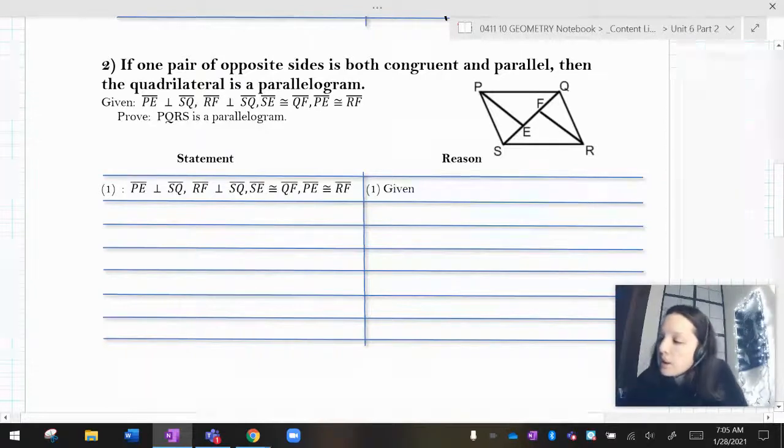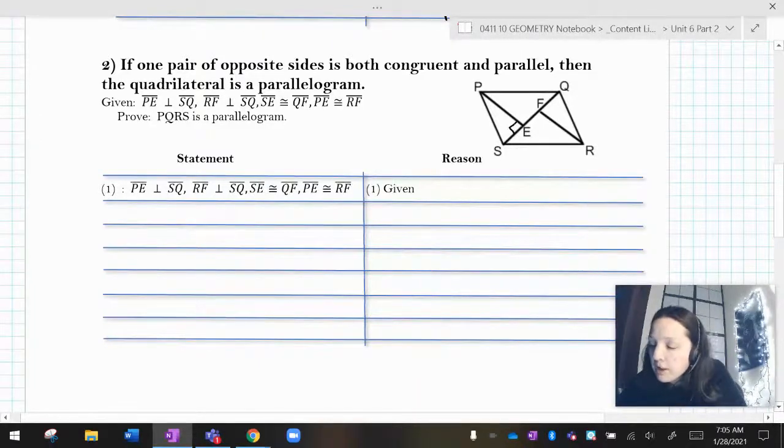Let me show you. Given that PE is perpendicular to SQ and RF is perpendicular to FQ, SE is congruent to QF, PE is congruent to RF, prove that it's a parallelogram. Okay. This one's a little bit trickier than the last one because the last one, right off the bat, you're thinking, well, this kind of looks like a parallelogram. Opposite sides, they told us, are congruent. In this one, I don't know anything about the outsides. All I know about is the insides.